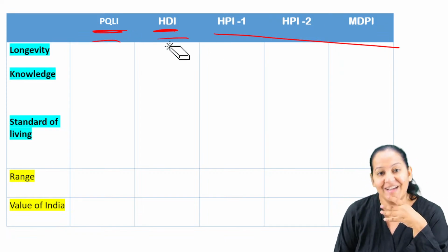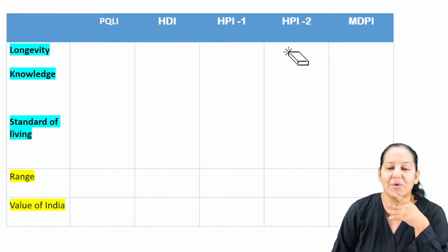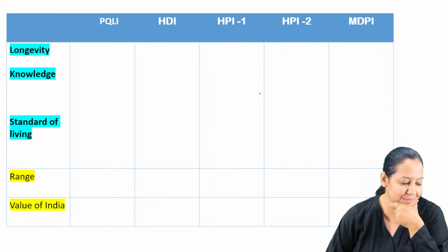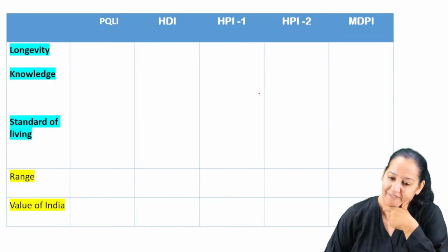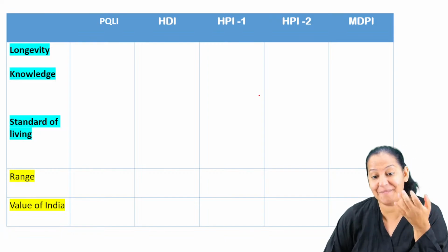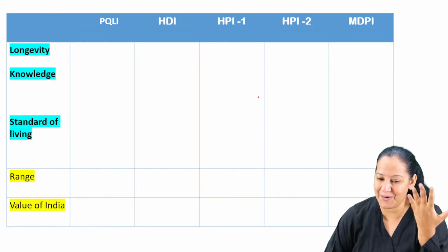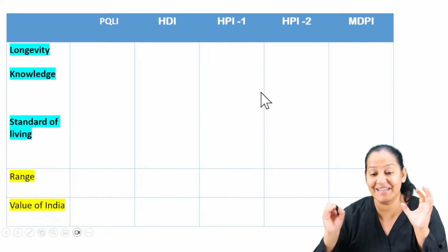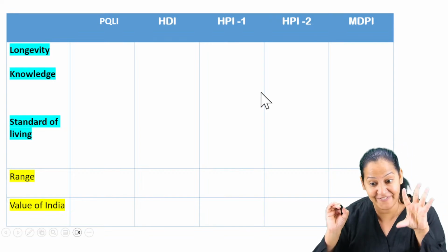Can we fill it together? These are the socio-economic indicators, or indicators for quality of life. Please, can we fill it quickly? We have to complete the entire community medicine today. Come on, write down. So these are the indicators for quality of life. We have 5 indicators with us.